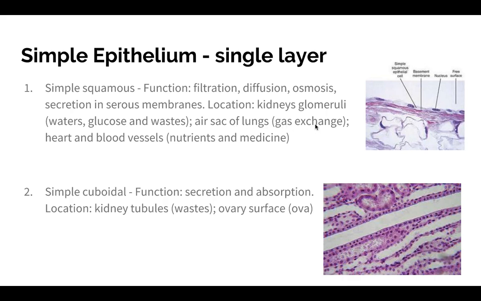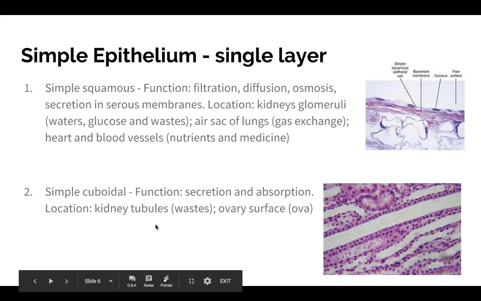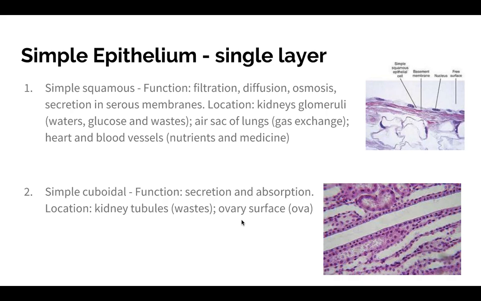In your lungs, we have gas exchange. We need that to be a very thin, flat layer of cells, so gas exchange can occur quickly. And we have heart and blood vessels in which nutrients and medicine can be moving in and out of the tissue as much as possible. All right. Your next type of epithelium is the simple cuboidal epithelium. The function here is for secretion and absorption, and the location of this would be in the kidney tubules for waste products, and also on the surface of ovaries for the ova, or the eggs that are being housed in the ovaries.